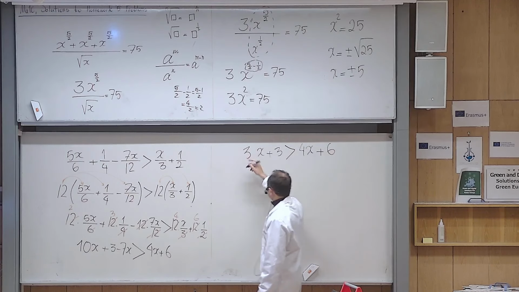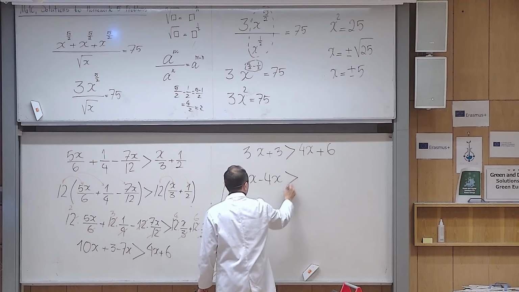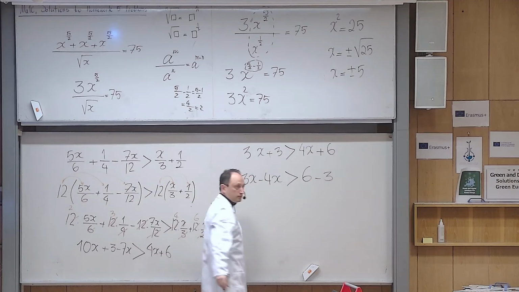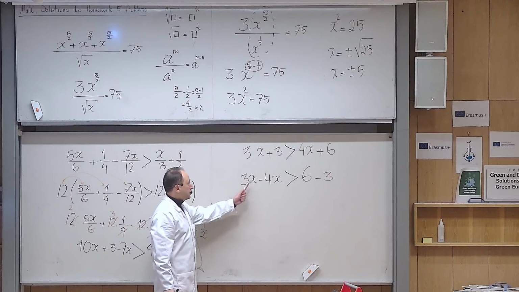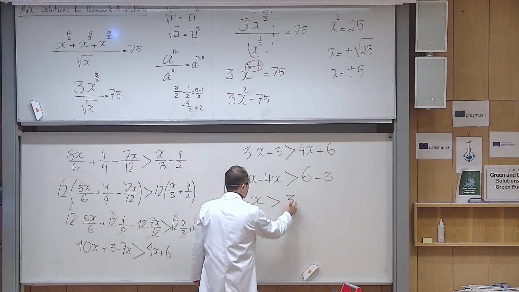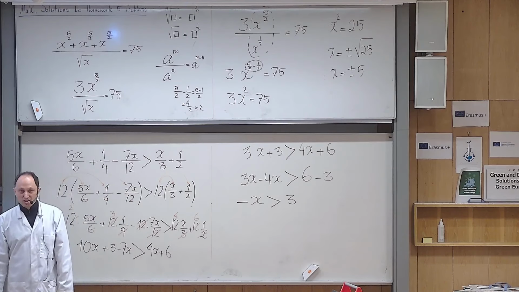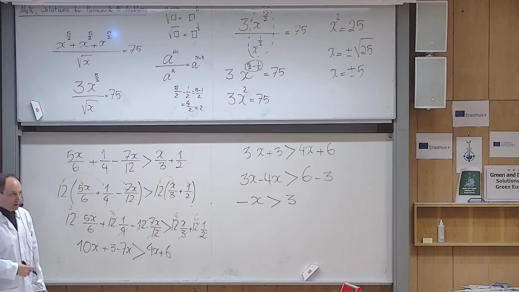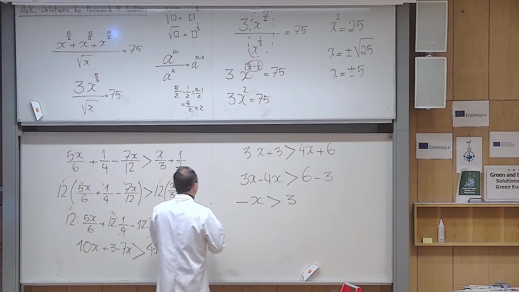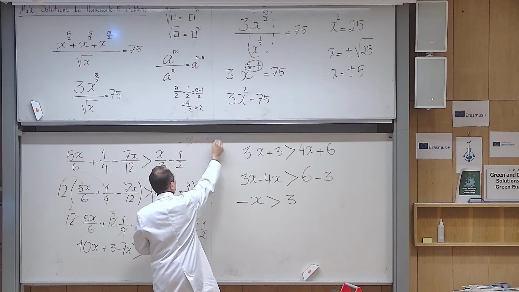I move 4x to the left and keep this sign. I keep 6 there. I move 3 to the other side. But 3x minus 4x is minus x greater than 3. This is not the solution because x is still not completely isolated. There is an extra minus sign here. So what is this minus x? You need to know that if someone tells you minus x, they mean minus 1 times x.